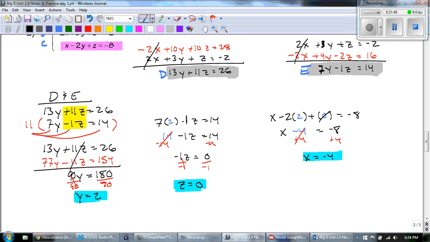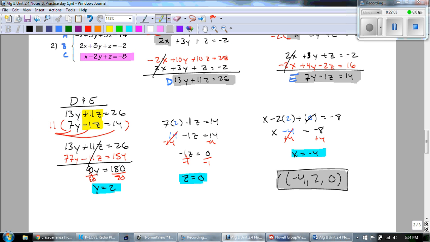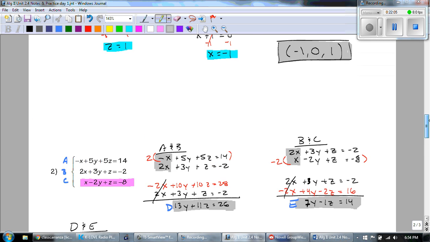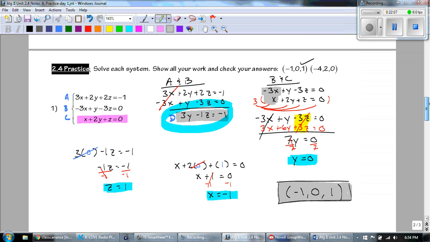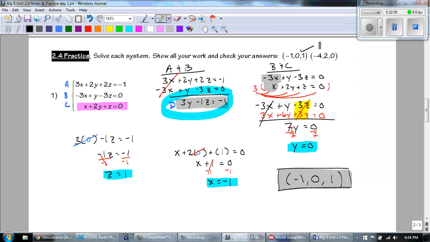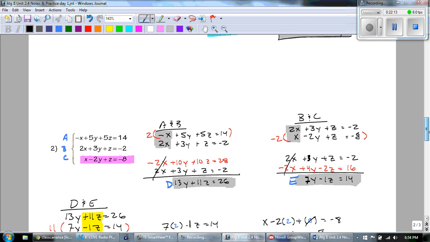Okay, so the final thing that we've got to do right there is just put them all in order. And that's negative 4, 2, comma 0. Because remember, it goes x, y, and z. Okay, and just like we said, that was the answer. Oh, let's check it off. Okay, so I know that's a lot of work, guys.